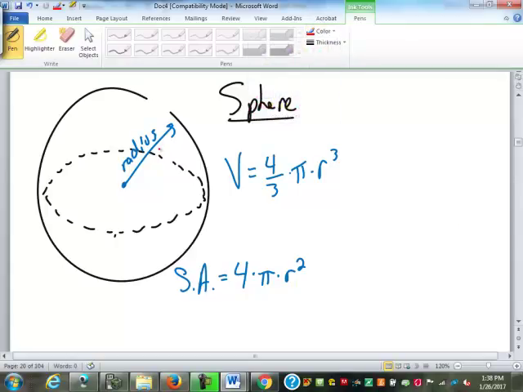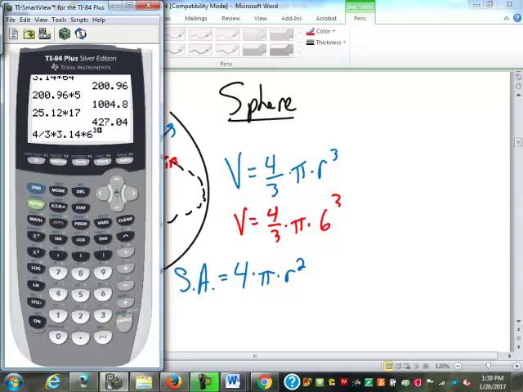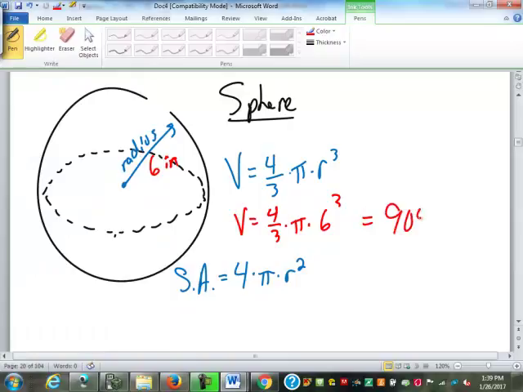So let's say we have a radius here that is 6 inches. The volume, 4/3 times pi times 6 cubed. So I'm just going to enter this in my calculator. 4/3 is going to be 4 divided by 3 times, put in 3.14 for pi, times 6 to the power of 3. 904.32. Those are in inches, so this is inches cubed for volume.